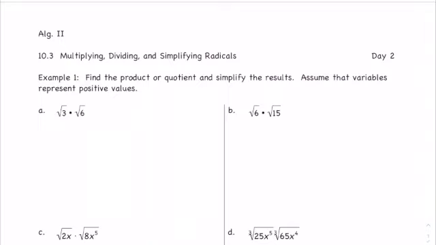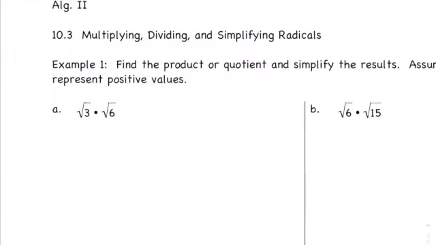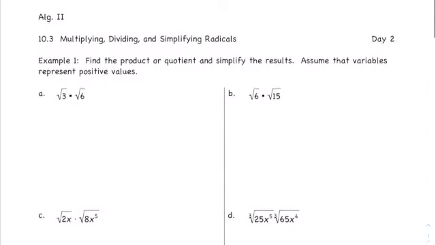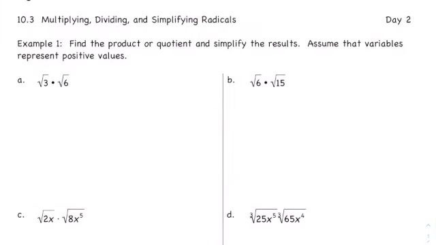Hi everyone, today we are going to talk about multiplying, dividing, and simplifying radicals. This is the second half of the lesson that we talked about before. So we are going to write two examples. Example 1: find the product or quotient and simplify the results. Assume that variables represent positive values.